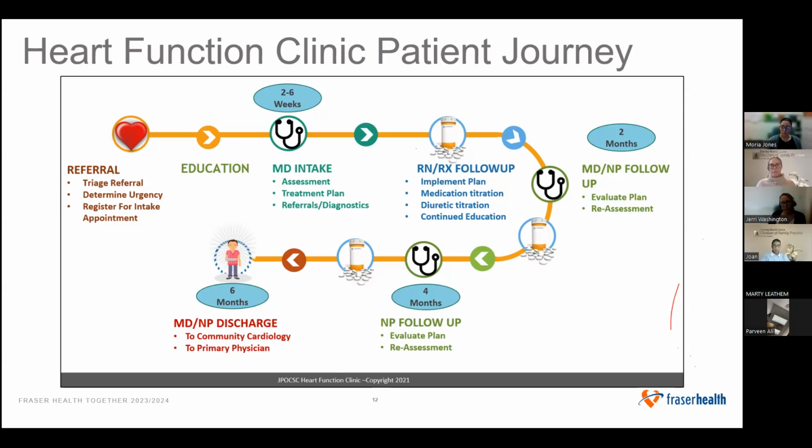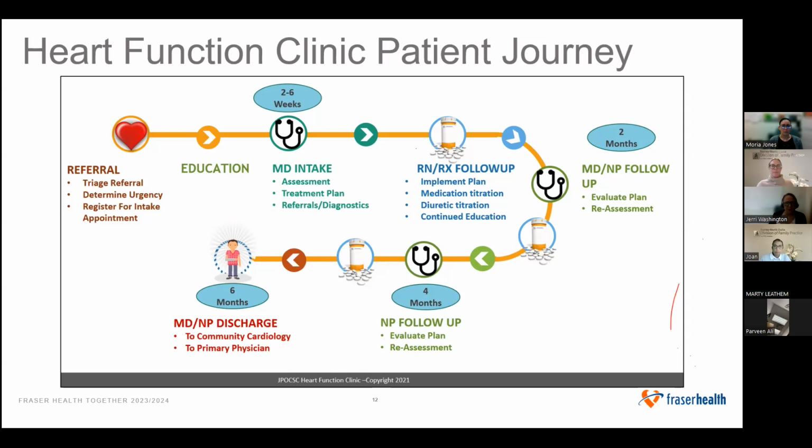In between those 2 months, your clients will receive phone calls every 2 weeks approximately by either a nurse or a pharmacist. And within those telephone calls, we're just monitoring how are their symptoms, how are they tolerating medication adjustments, and all to the goal to help them be stable and discharged within the 6 months. So once they are stabilized and on optimal medication therapy, they will be discharged back to their primary care providers.